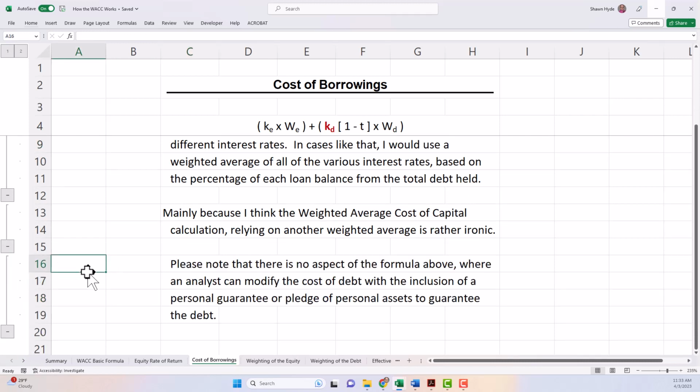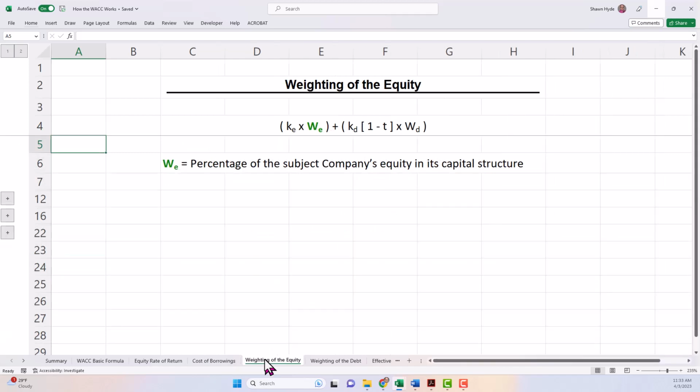So please note, there is no aspect to the formula here for the WACC where an analyst can modify that cost of debt with the inclusion of however much more risk is assigned based on the owner pledging personal assets to guarantee that debt. But it does happen. In small businesses, business owners have to sign a personal guarantee. And that modifies that overall cost of borrowing a little bit, but it's not taken into account here in the WACC.